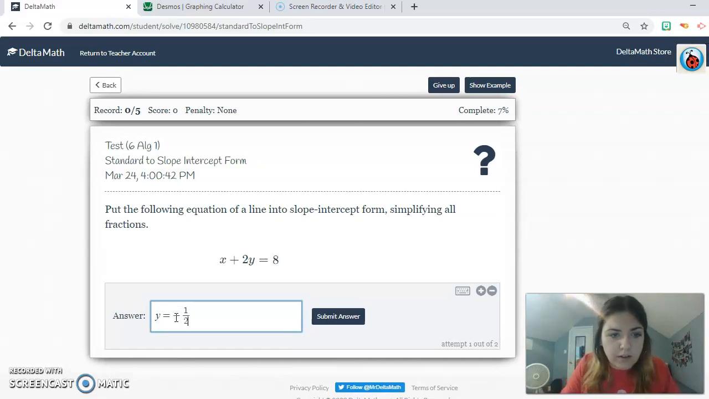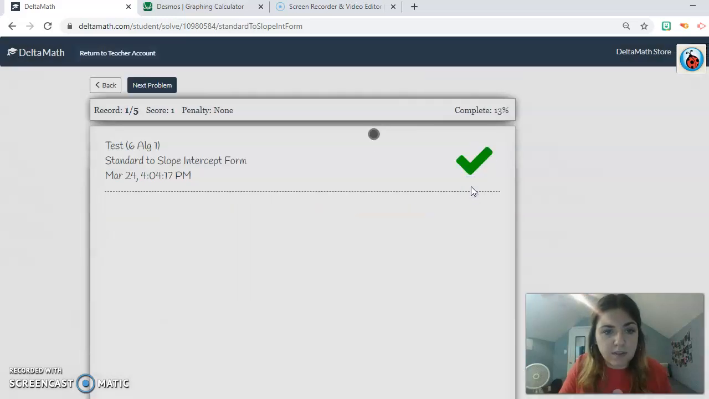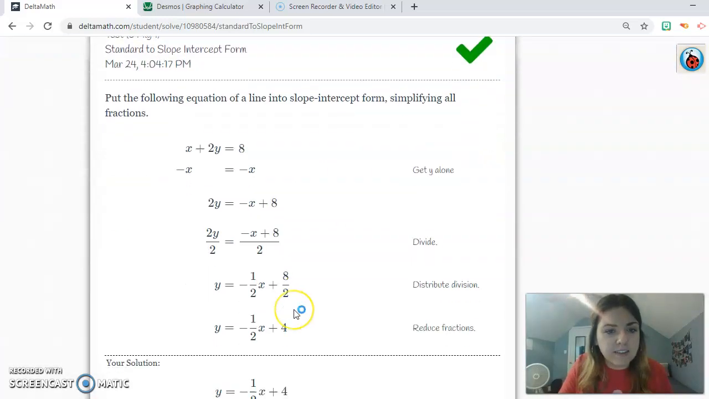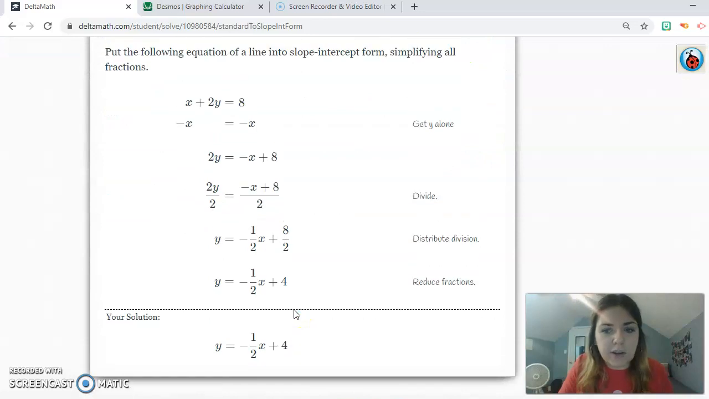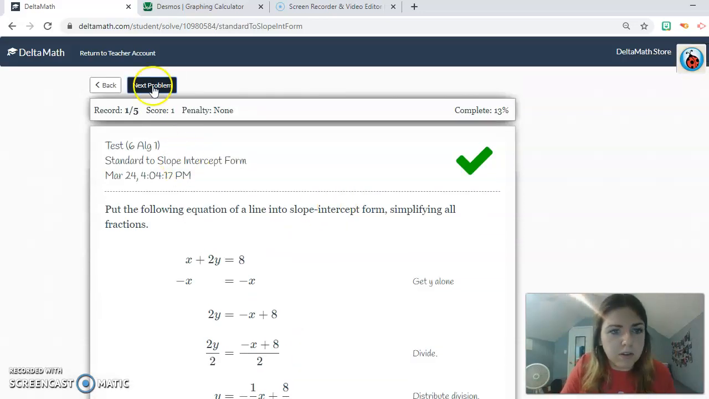negative 1 over 2. This is important. Make sure the x is on the side and not on the bottom of that fraction if you have a fraction there. So y equals negative 1/2 x plus 4. And we submit that answer, and it is correct. Alright, so I'm going to go through one more problem.